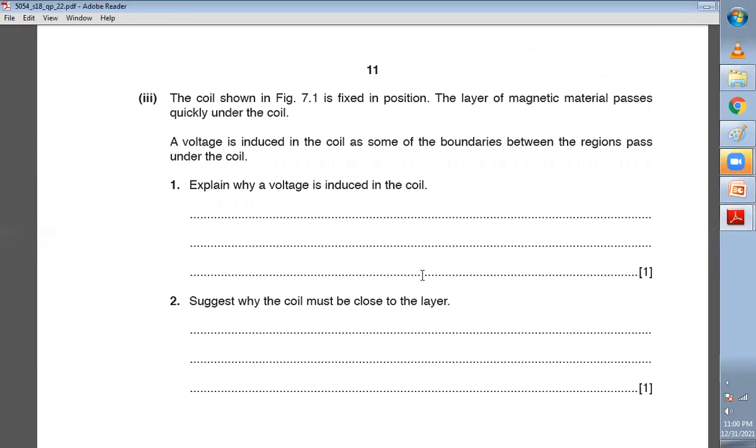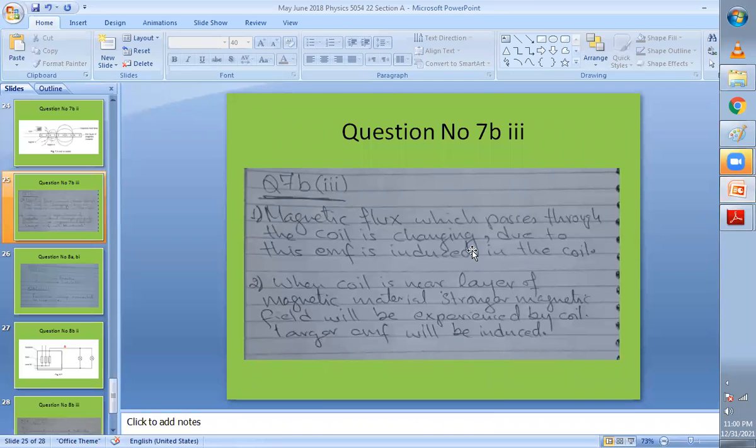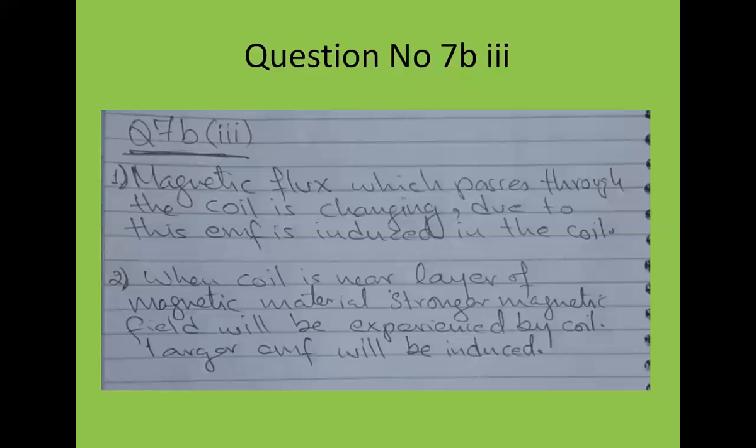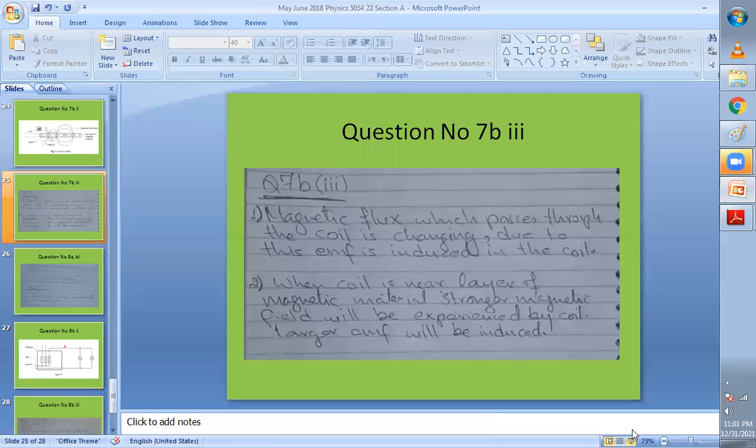Okay, then the question is, suggest why the coil must be close to the layers. If the coil is close to the layer, it will experience a stronger magnetic field, so a larger EMF will be induced. When the coil is near the layers of the magnetic material, a stronger magnetic field will be experienced by the coil and a larger EMF will be induced. Hopefully you understand. That is question number 7.